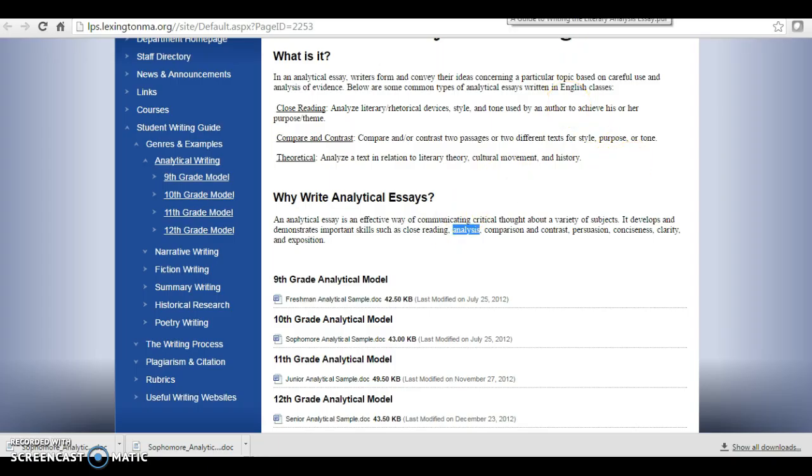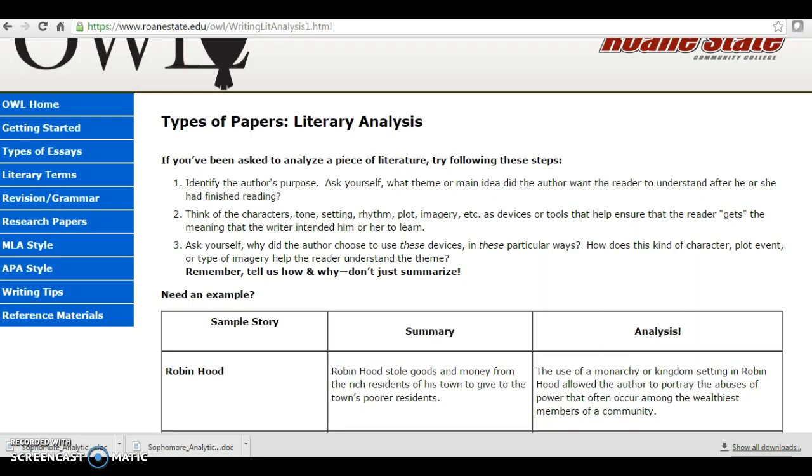So I wanted to look at kind of an example. This is from Rowan State that does a nice job kind of comparing between summary, which you did in assignment 2.1, and analysis. So you're not just restating the argument or restating what the text says. That would be summary, and summary in an analytic essay would be fine in an introduction.